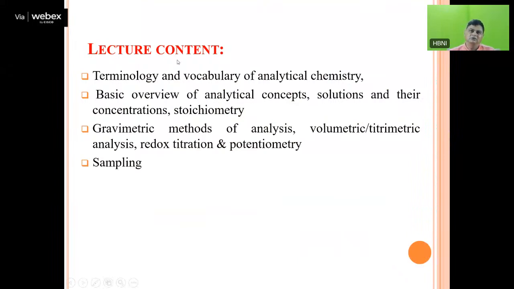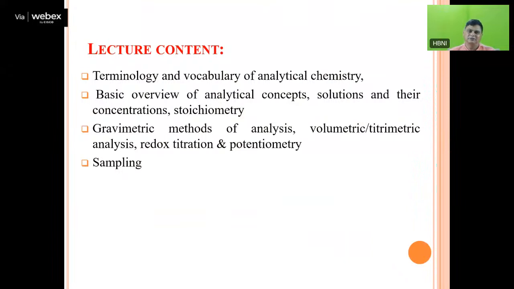Then we talk about the basic overview of analytical concepts, which includes solutions and their concentration and stoichiometry, because it's a very important part. Whenever any chemical reaction is going on, how to do the mass balancing of these equations, for the reactants as well as the products, or even during the course of the reaction.